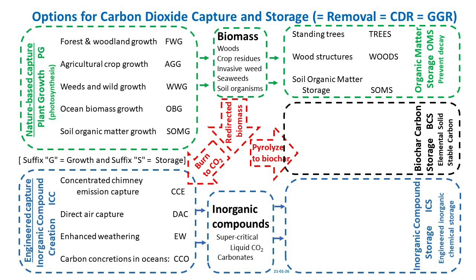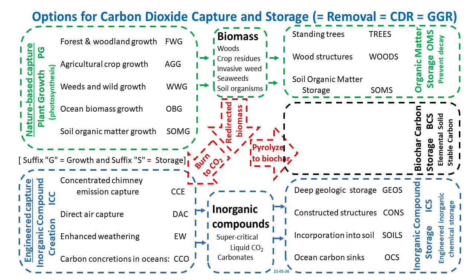For inorganic compound creation, 4 significant types are named. There are also 4 types for storage of the inorganic compounds, but those are not matched up one-to-one with the other side. They can be crossed over. The storage options for biochar are listed as being in the soil or incorporated into structures, or it could actually even be buried deep into mines.